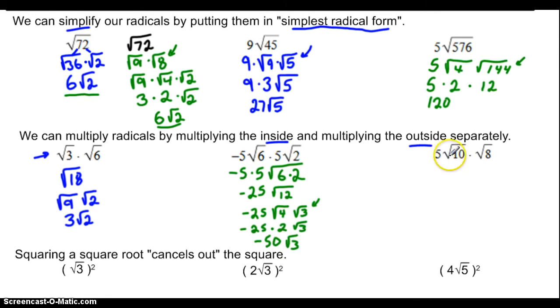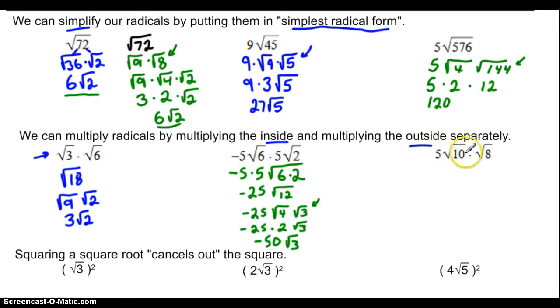Let's take a look at this last one right here. If you're feeling comfortable with the first two, pause the video now and try this third one by yourself. Then unpause the video to see how you did. Please pause the video now. Alright, let's take a look.